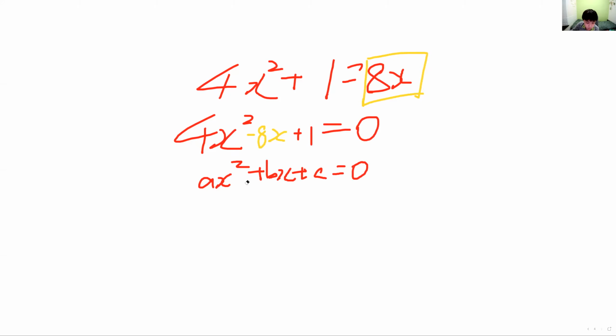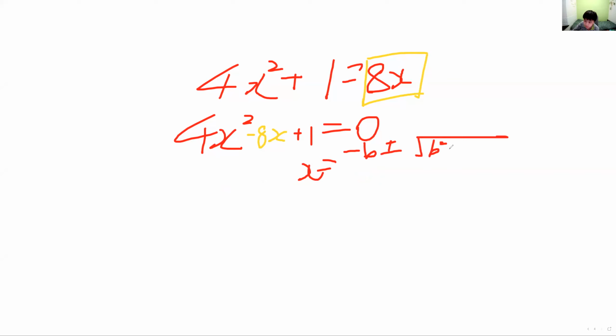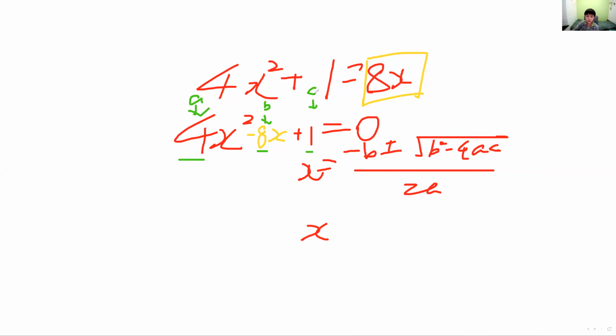So I'm going to erase it. And then, as I was saying, x equals negative b plus or minus square root b squared minus 4ac divided by 2a. So do you know which one is a? Of course, the 4 should be a because it is the coefficient of x squared. And for the x coefficient, it should be b. And for the 1, it should be c. As shown in the formula below.